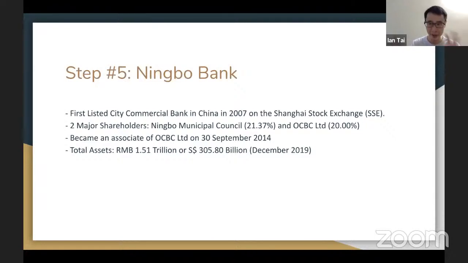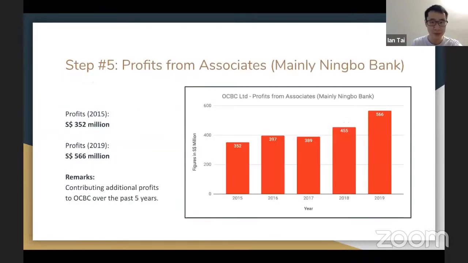So it's bigger than Maybank, Public Bank, and all these banks. So it's a very big bank in China. Although in China, there are many bigger banks, but that's the size of business that Ningbo Bank has right now. And when it comes to its profits, it has been a pretty fruitful investment for OCBC Bank.